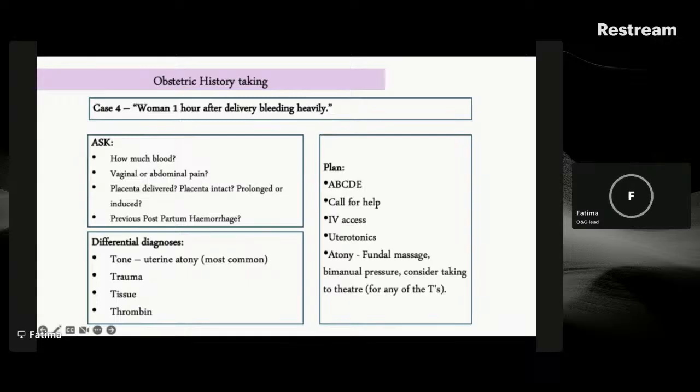You put in the IV access, you're giving uterotonics, and if it's A to E, then again, there's other stuff like fundal massage, bimanual pressure, considering taking to theatres as well for any of the other T's, okay?